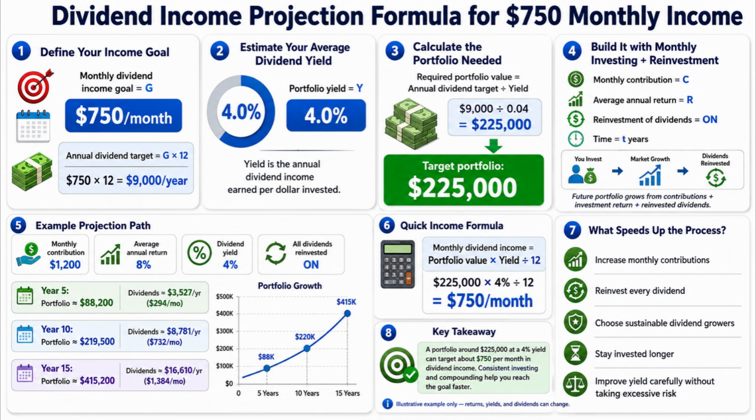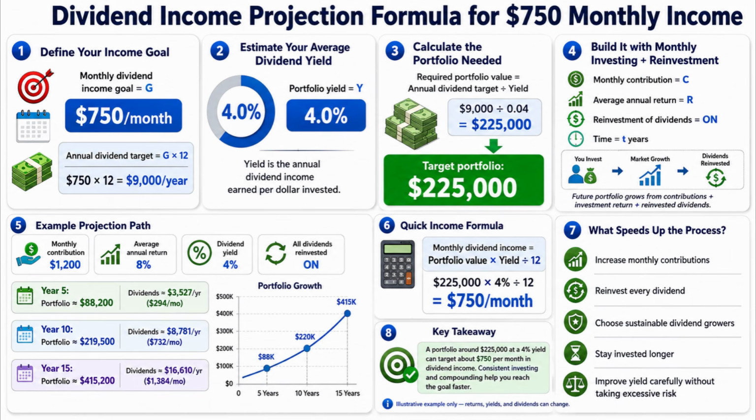The slide shows that portfolio growth can come from monthly investing, investment returns, and reinvested dividends. Monthly contribution is represented by C, average annual return is represented by R, reinvestment of dividends is turned on, and time is represented by T years. In simple words, when you invest every month, your money starts working in the market. Then, if your investments grow and dividends are reinvested, those dividends can buy more shares. Over time, those additional shares may also produce more dividends, creating a compounding effect.